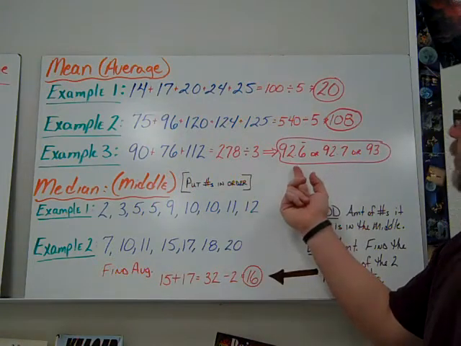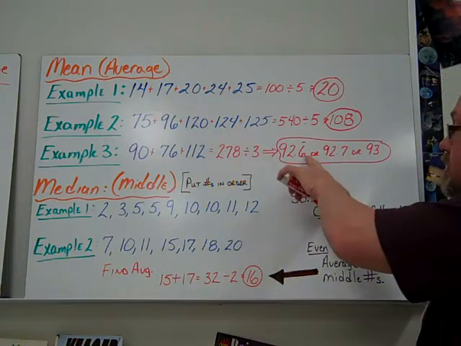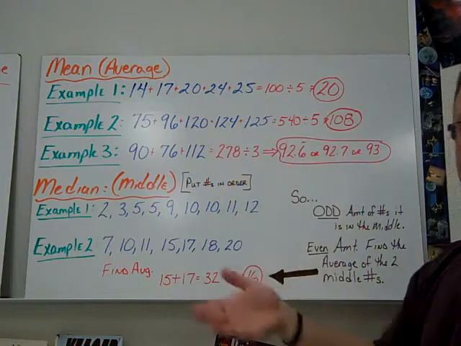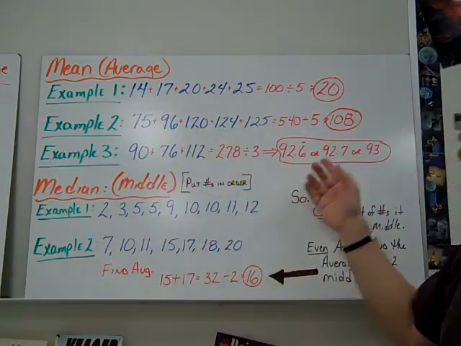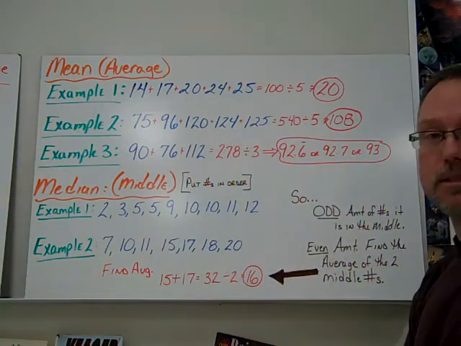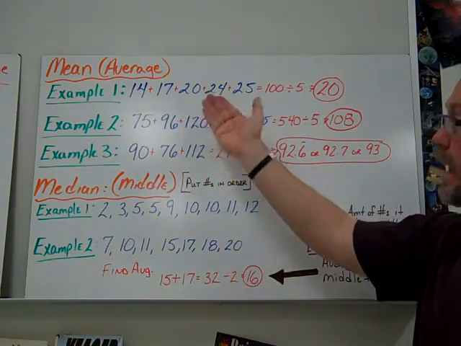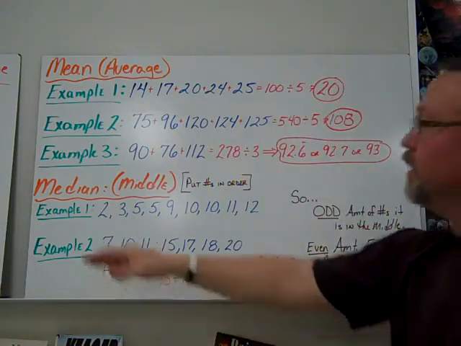So in my first example, the answer, I have 92.6 with a little bar over the 6. That just shows that the 6 is repeating. So if you're dividing or using a calculator, 92.66666, and it would just keep going. You could also round it to the nearest tenth, which would be 92.7, or we could round it to the nearest whole number, which would be 93. So that's mean. Add them up. How many do we have? Divide by that, and that's your answer for that.